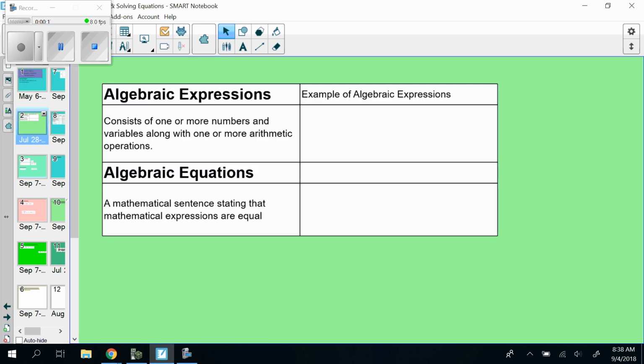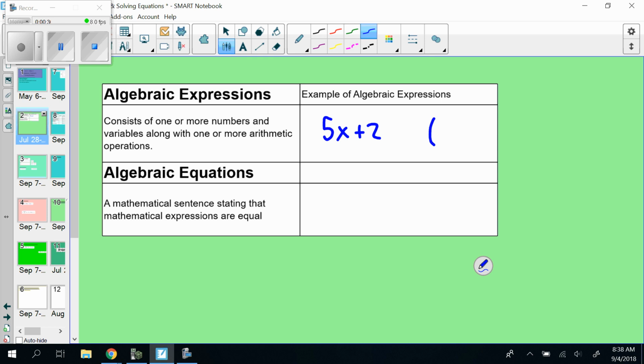Algebraic expressions consist of one or more numbers and variables along with one or more arithmetic operations. Some examples of this would be 5x plus 2 would be an expression. You might get expressions with parentheses, such as the quantity x plus 3 squared. Both of those would be an example of an expression.